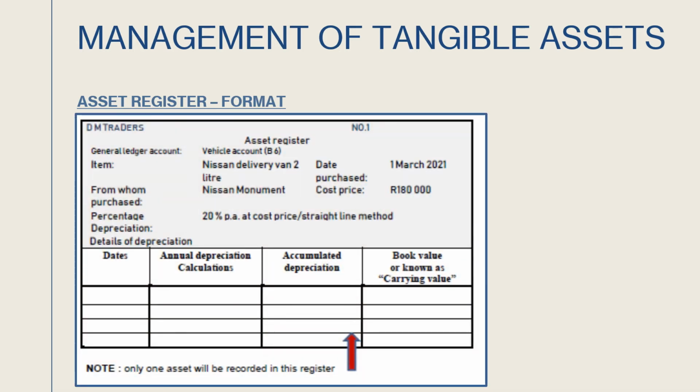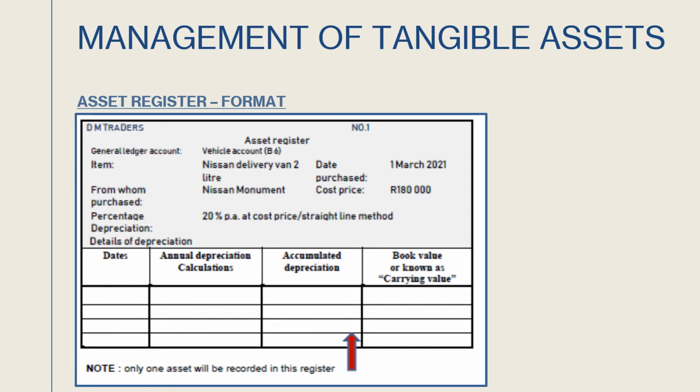Okay, and this is what your asset register looks like. More or less, this is just an example. You'll see that we're going to put the general ledger account. So this is obviously a vehicle, so it's going to go into B6 because that is the folio number for their vehicles in their general ledger.